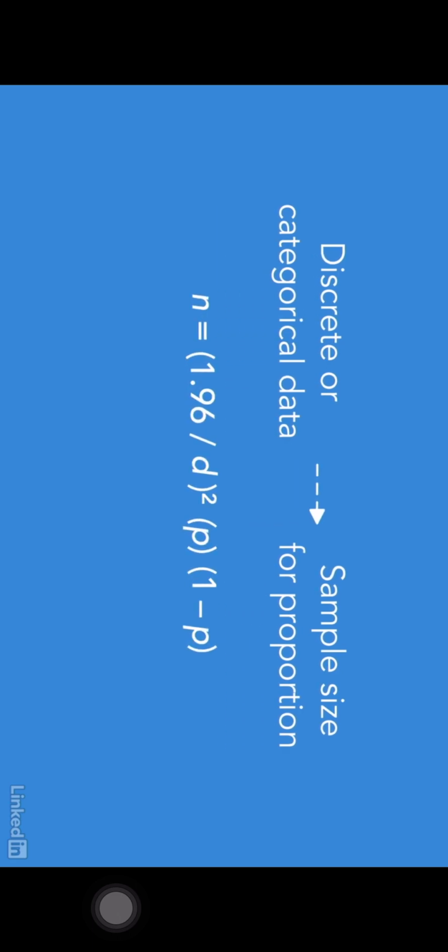When the type of data is discrete or categorical data, then proportions or percentages are of interest. For example, let's take a look at proportion of defects or percent defect rate. Here is a sample size formula to estimate the proportion or percentage, where 1.96 is used to obtain a 95% confidence level, D is the desired precision, and P is the proportion of interest, such as error rate.